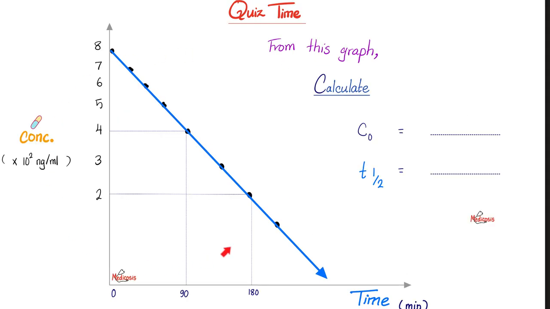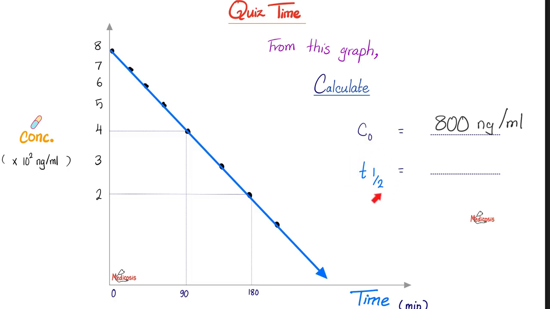Quiz time. From this graph, please calculate C0 and the half-life. Please pause. Easy, medicosis. C0 is the plasma concentration at 0 time. So there's 0 time. Let me go here to see the plasma concentration. Oh, medicosis, it is 8. Shut up. Look at the y-axis carefully. This is concentration, but it's multiplied by 10 to the power of 2. It's multiplied by 100. Take that 8, multiply it by 100. What do you get? 800. 800 what? Look at the axis. Nanogram per milliliter.